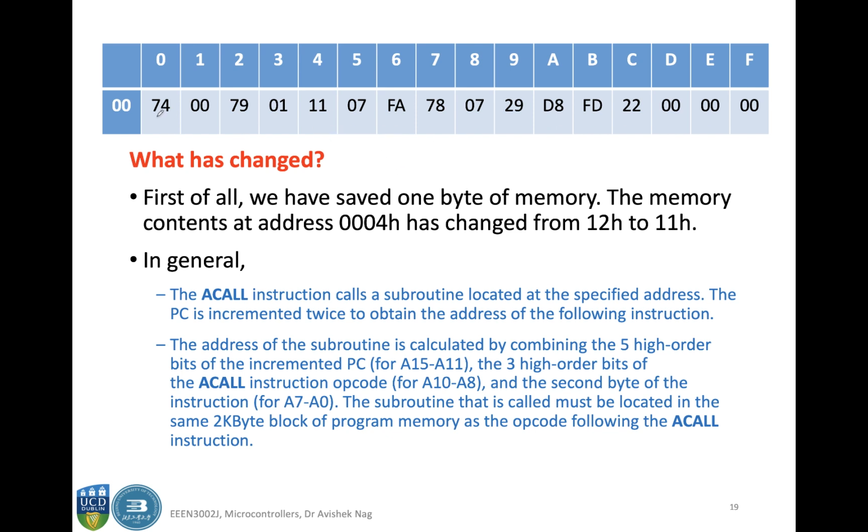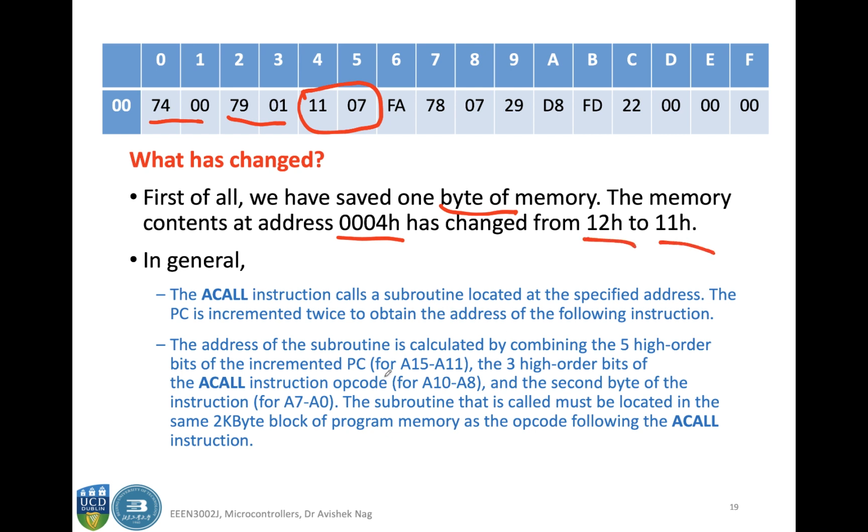After the first 2 lines, which take 2 bytes each, the 4th line or 0004 location of the memory contains the ACALL instruction, and ACALL is a 2-byte instruction, unlike LCALL, which was a 3-byte instruction. So these 2 bytes are actually related to ACALL. The first change is that we have saved 1 byte of memory, and the memory contents at address 0004 have changed from 12H to 11H.